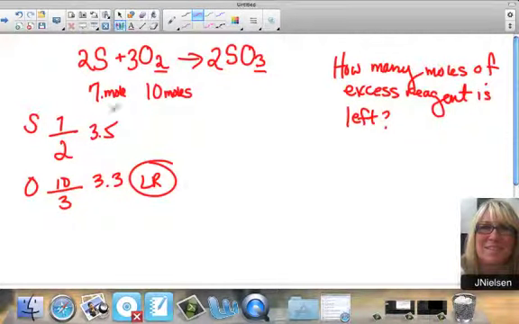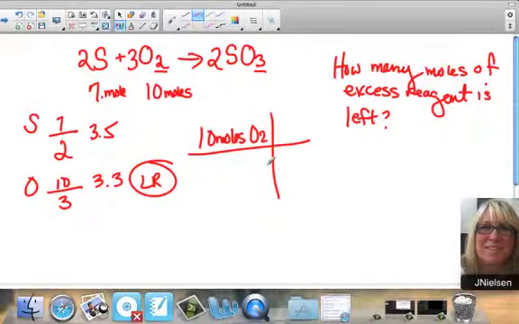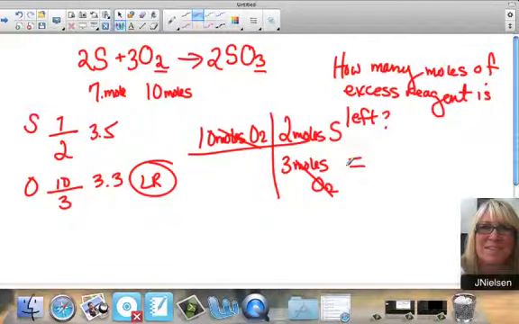So the easiest way to solve this problem, once I know what my limiting reagent is, is to take how much I'm starting with. So I've got 10 moles of O2, and figure out how many moles of S would I use. Well, in my balanced equation, I have 3 moles of O2, because we want those to cancel, going to 2 moles of sulfur. So 10 times 2 is 20, divided by 3 means that I'm going to use 6.67 moles of sulfur.